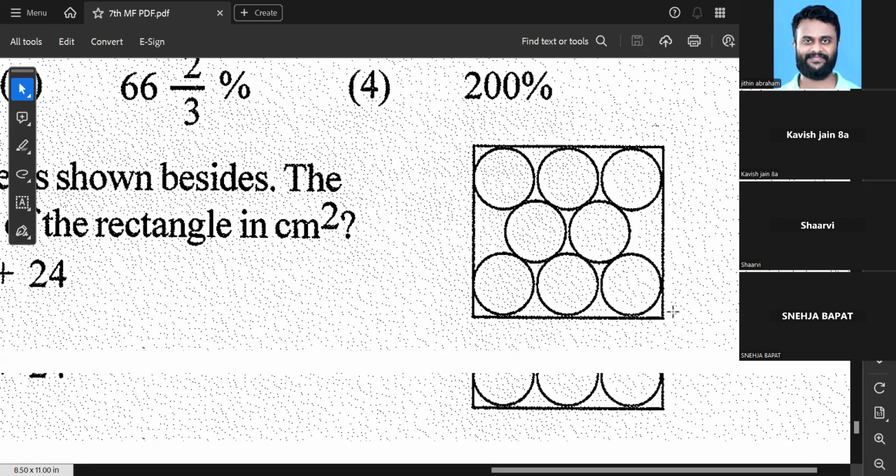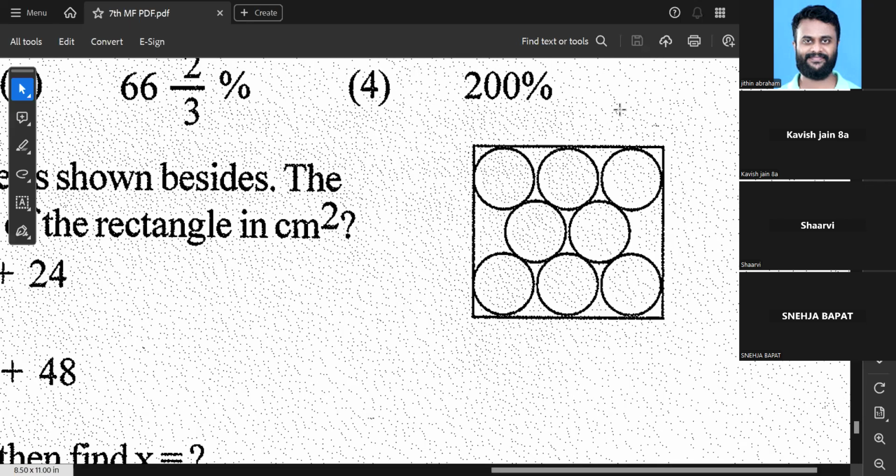Now, everyone, pay attention. My job is to find the length and breadth. Since the diameter is 4, 4 and 4, the length is 12. Does anyone have a doubt about this? Everyone is clear with this? Very good.